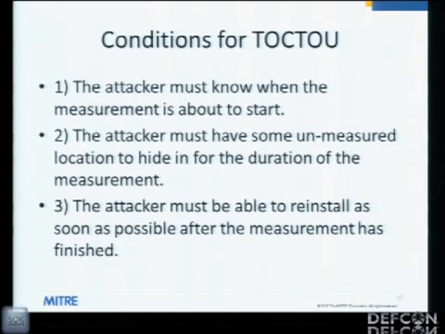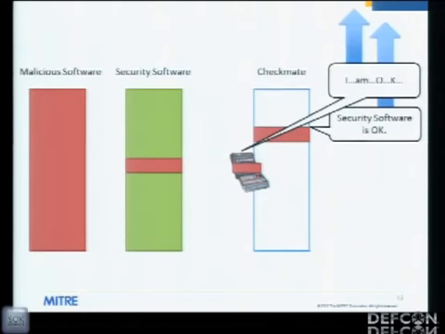They have to be able to move themselves to some unmeasured location, or they have to remove their existing hooks for the duration of the measurement. So they basically have to clean things up so that at the time that you check it, it looks clean. And they have to be somewhere that's not measured. And then the third thing is that they need to reinstall as fast as possible after the check is done, because if they don't reinstall right when you're done measuring, then the system is running for some period of time where they're not in control. And that's kind of a problem that leaves them vulnerable to other regular detection mechanisms.